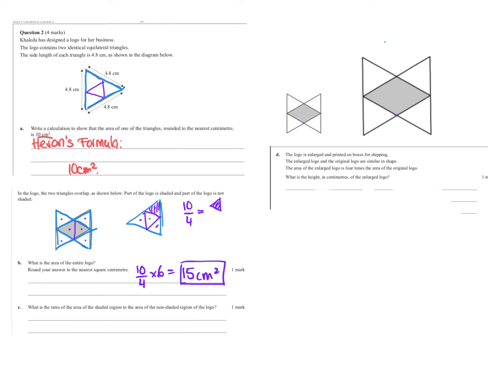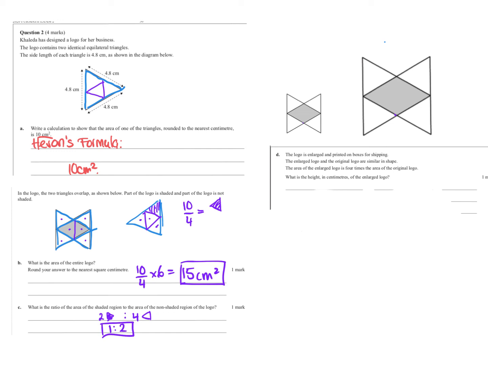So there's your answer. Now, when it says what's the ratio of shaded region to non-shaded, we can use those little triangles again, because the shaded has two of the little triangles compared to the unshaded, which has 4. So we can simplify 2 to 4 to be 1 to 2. So there's our answer there. It says now the logo is enlarged and printed on boxes for shipping.